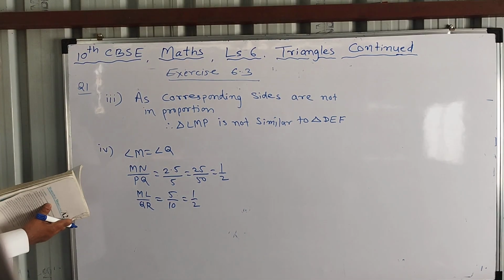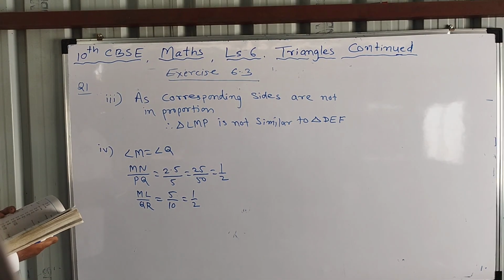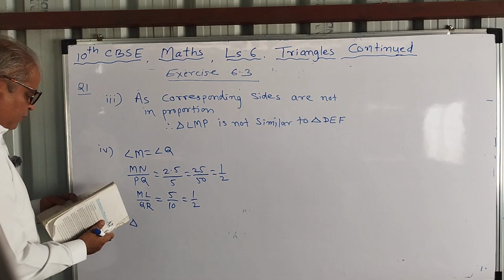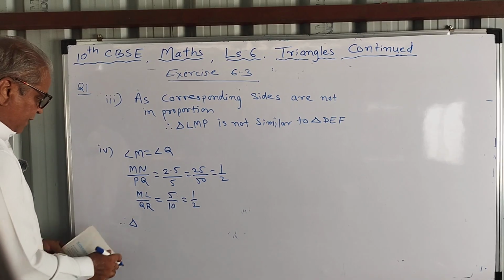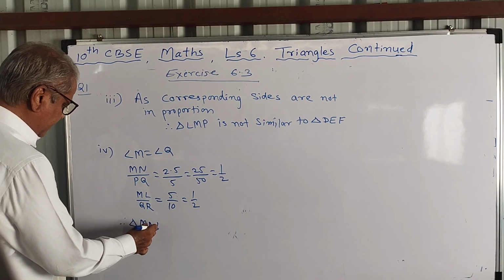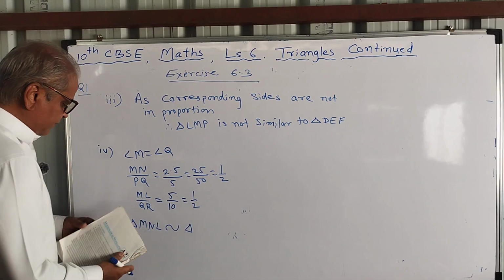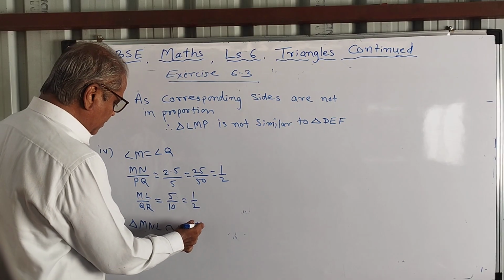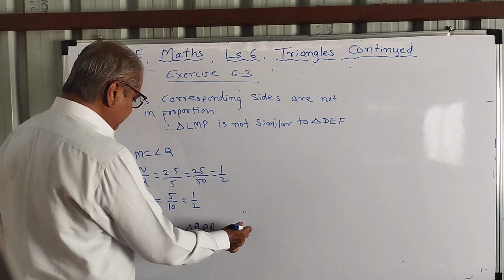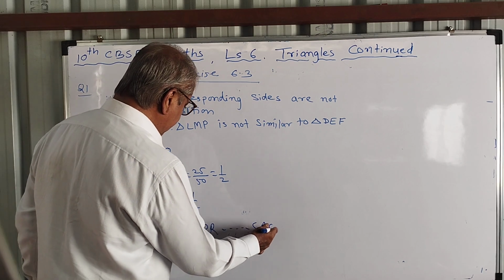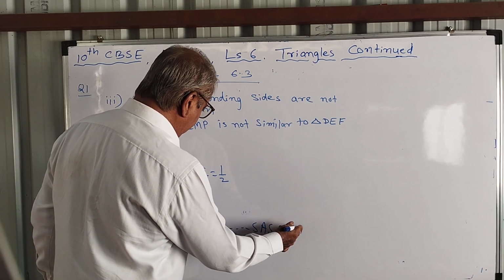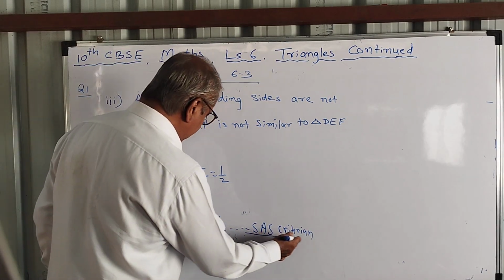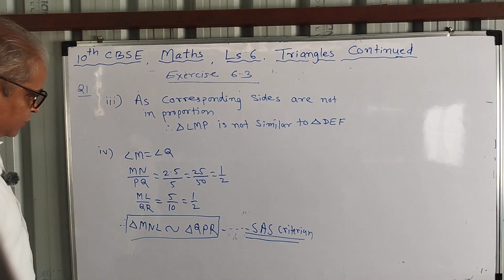See, two sides are in proportion and the included angle is congruent. Therefore, see, the correspondence has to be written properly. Triangle MNL is similar to triangle QPR. Which criterion? SAS criterion. Along with the criterion, writing it carries half a mark.